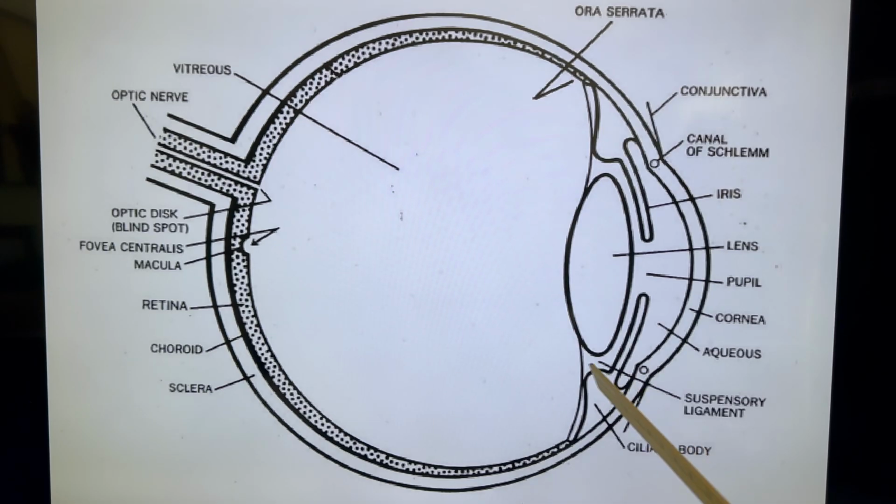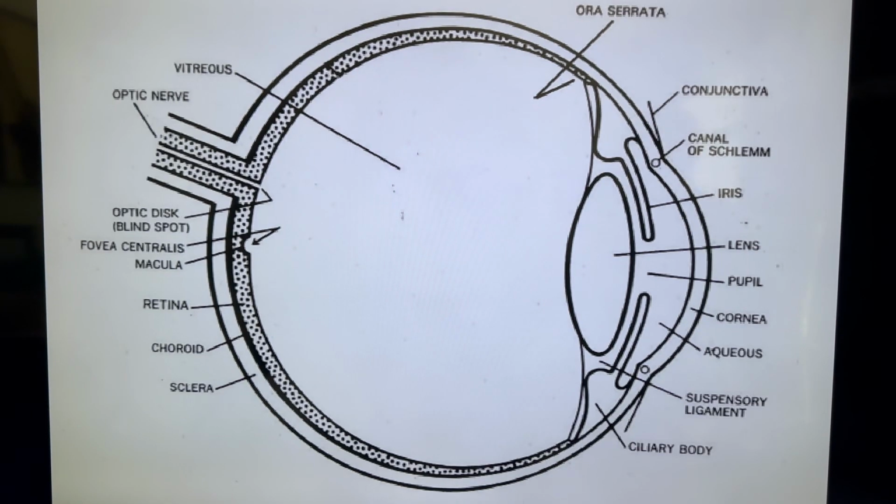Then you have the suspensory ligaments connected to the ciliary body. The suspensory ligaments connect the lens to the ciliary muscles. These muscles are in the ciliary body. They're the muscles that change the focus of the eye through an act called accommodation by causing the shape of the lens to change. Now we move on to the posterior segment of the eye.